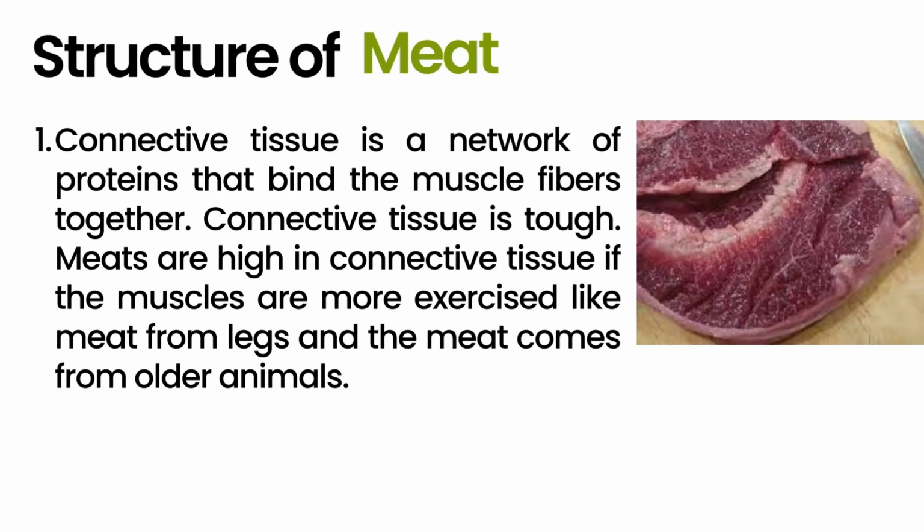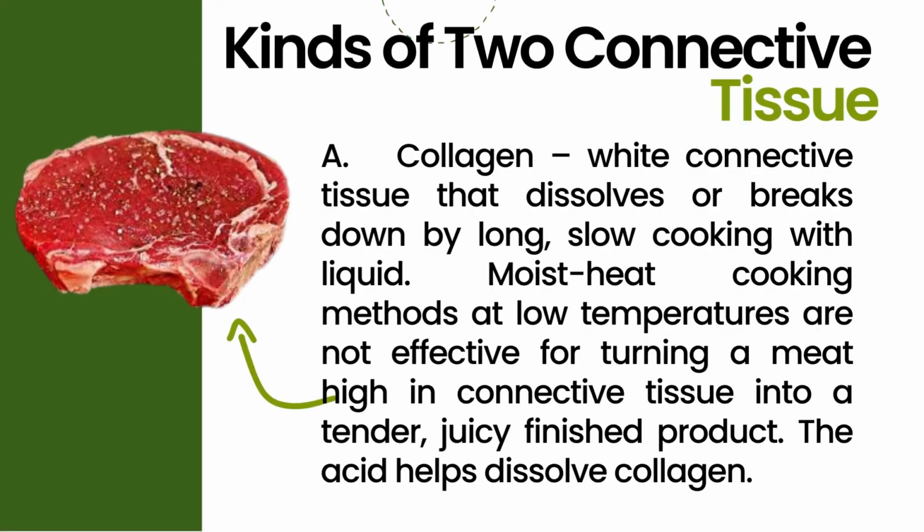Another structure of meat is connective tissue, a network of proteins that bind the muscle fibers together. Connective tissue is tough. Meats are high in connective tissue if the muscles are more exercised, like meat from legs, and if the meat comes from older animals. Two kinds of connective tissue.